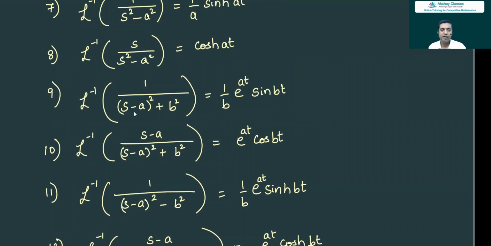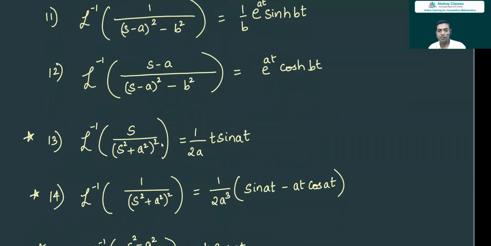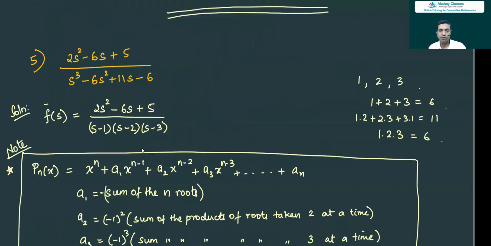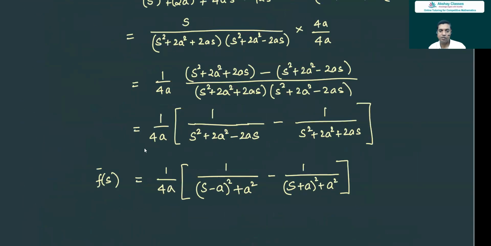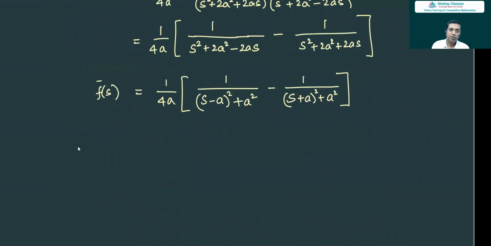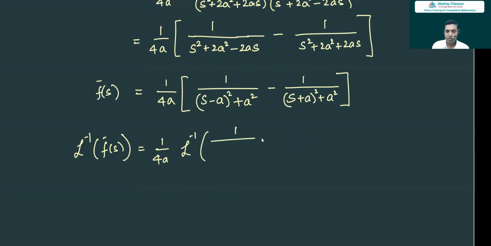This one is 1 by s minus a whole square plus b square. So here it is a square only. So you'll get 1 by a e power at sine at. So let's do that. Laplace inverse of this is 1 by 4a times Laplace inverse of this expression.